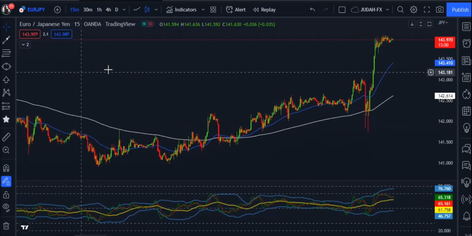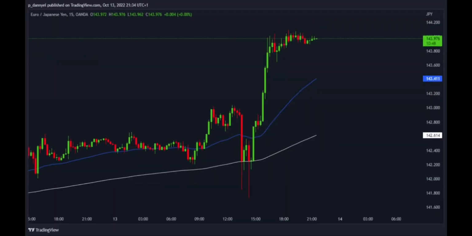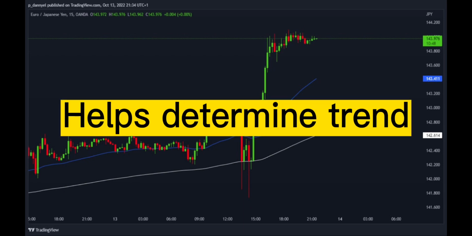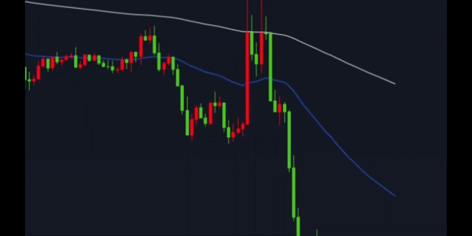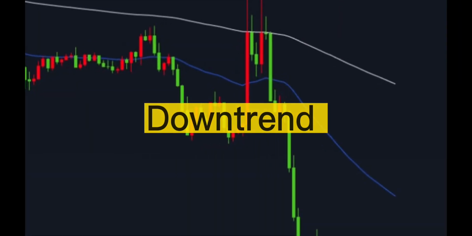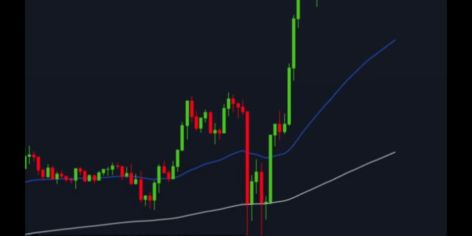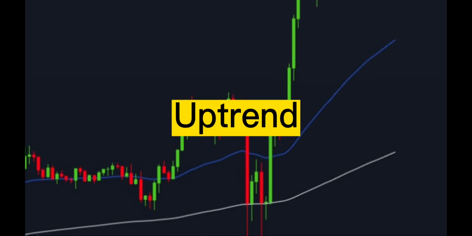Here's how the strategy works. The 200 moving average is the trend indicator. It helps us determine the current trend and gives us a bias before entering a trade. If the 200 is above price, then price is in a downtrend. And if the 200 is below price, then price is in an uptrend.